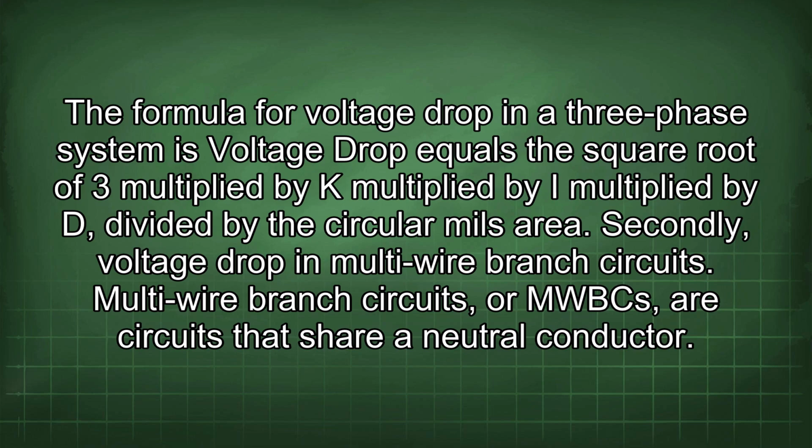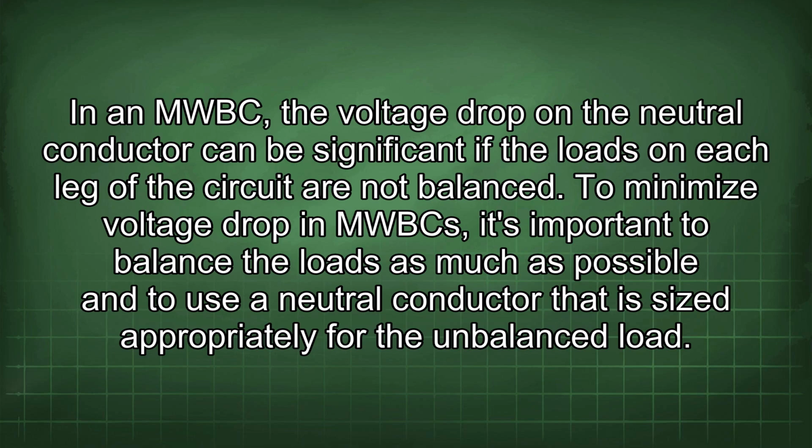Secondly, voltage drop in multi-wire branch circuits. Multi-wire branch circuits, or MWBCs, are circuits that share a neutral conductor. In an MWBC, the voltage drop on the neutral conductor can be significant if the loads on each leg of the circuit are not balanced. To minimize voltage drop in MWBCs, it's important to balance the loads as much as possible and to use a neutral conductor that is sized appropriately for the unbalanced load.